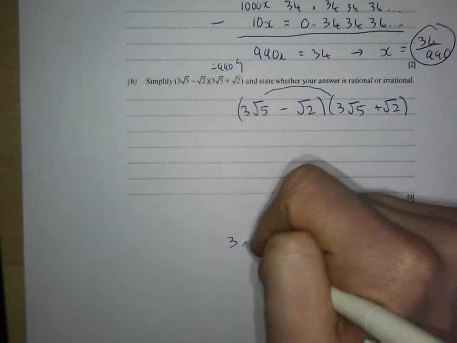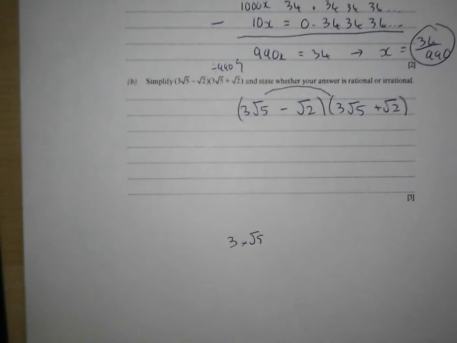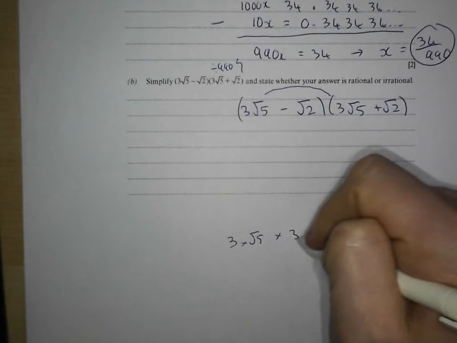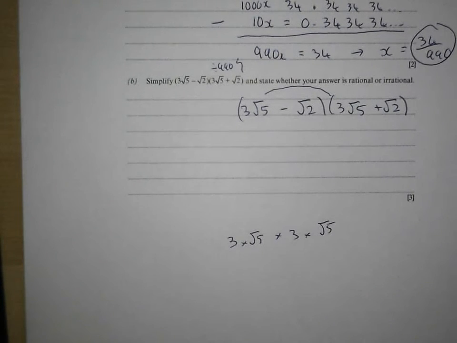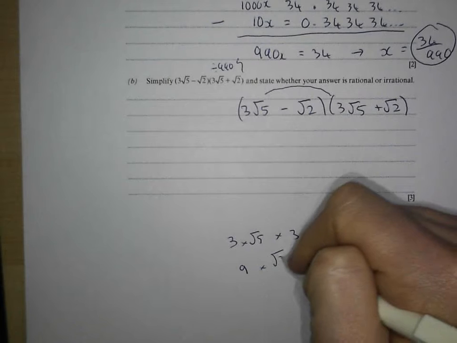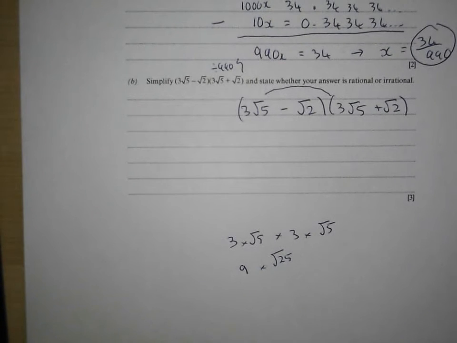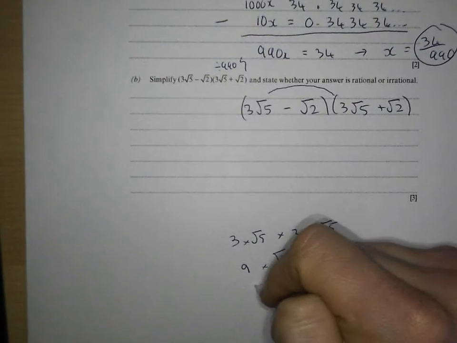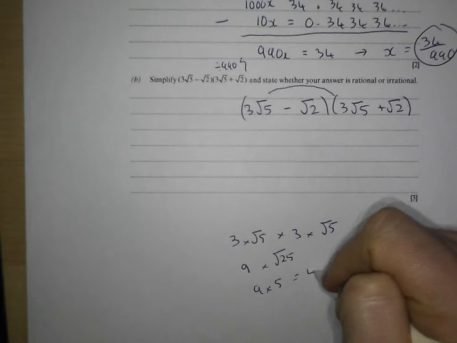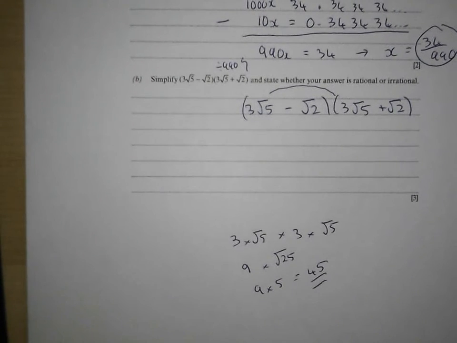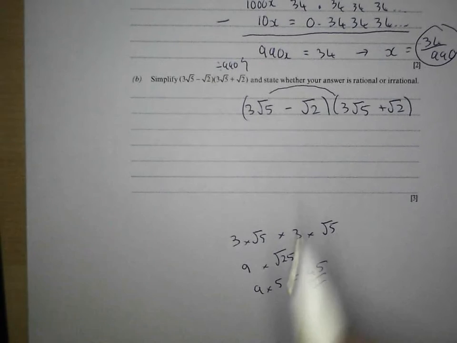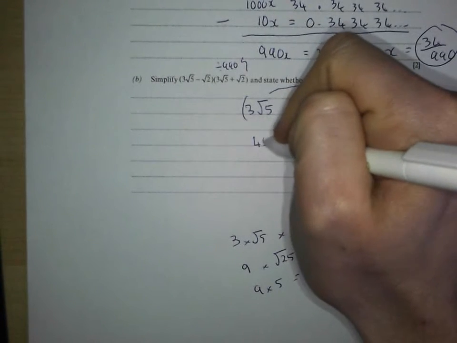That's 3 times root 5. That's all 3 root 5 means. Times another 3 times root 5. Well, 3 times 3 is just 9. Root 5 times root 5, you can either think of it as root 25, or you can realise that root 5 times root 5 is just 5. So you end up with 9 times 5, so that's going to give you 45. So that first term, 3 root 5 times 3 root 5, is just 45.